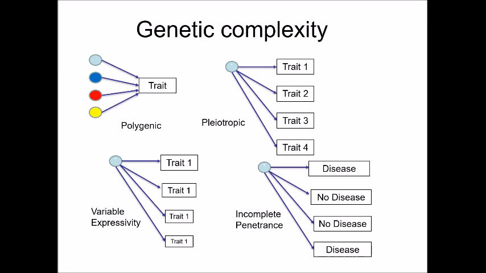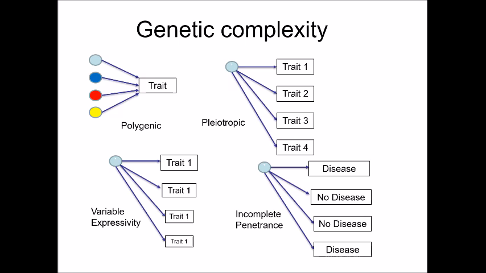Now, I want you to have these terms down cold. So on the upper left, we see that the trait is polygenic. Many genes contribute to the trait. Now to the right, the gene is pleiotropic. One gene is contributing to many traits. So traits are polygenic, genes can be pleiotropic.